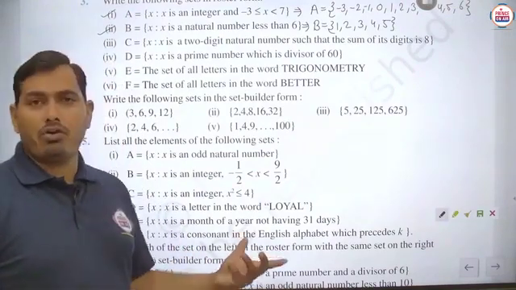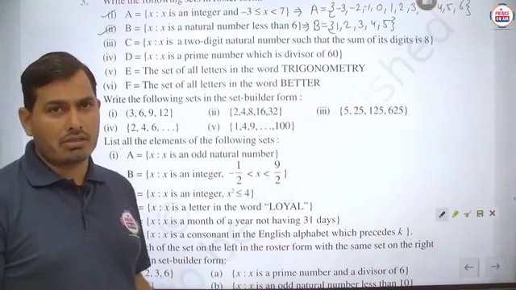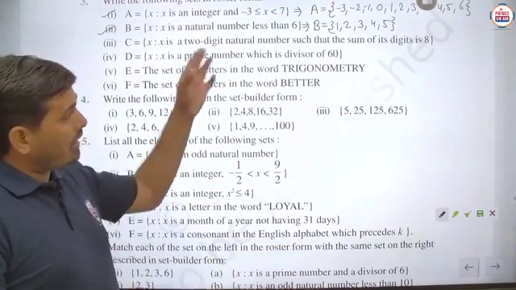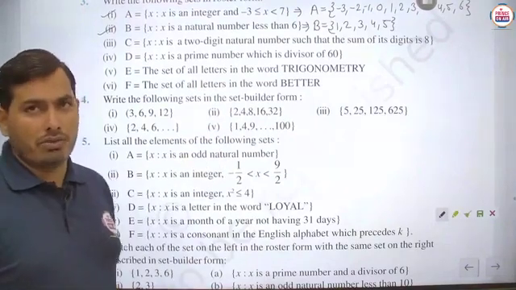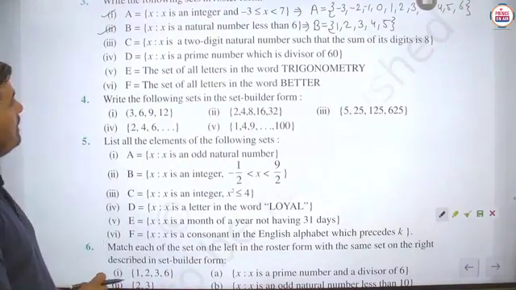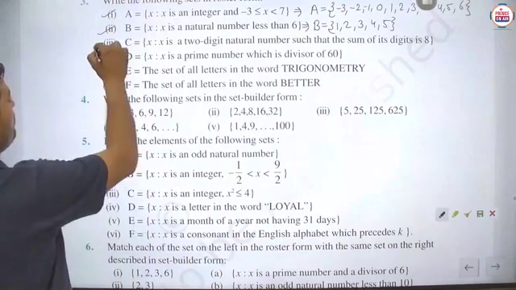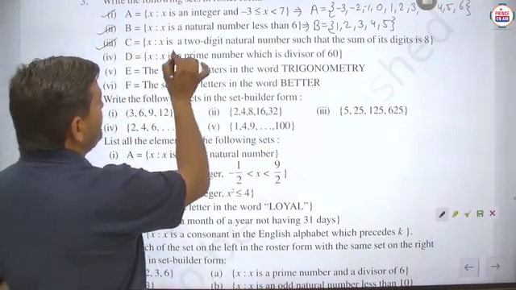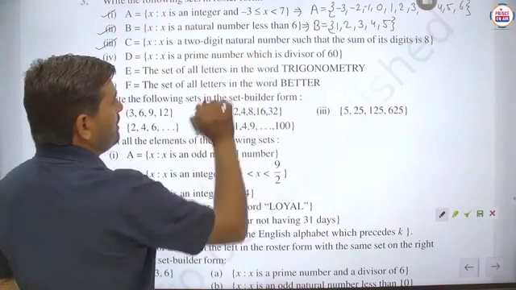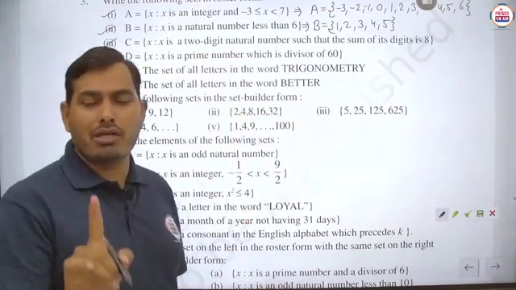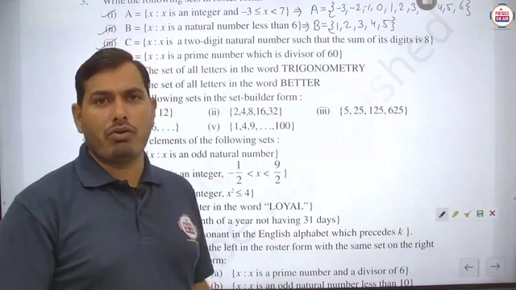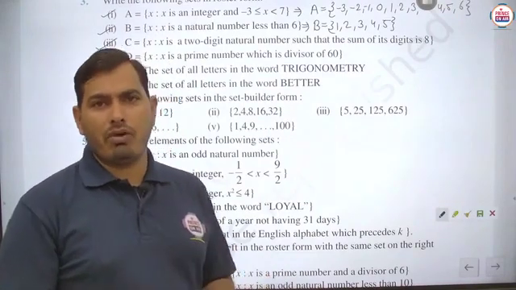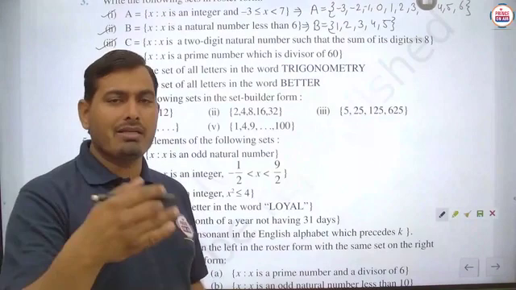So the various kinds of mathematical sets student, we have already discussed in the previous video. According to that we can provide the answer of this question. Is it to be clear? Next the third part we have to take here. C set says that x such that x is a 2-digit natural number. X is the 2-digit natural number. So each and every student knows very well the 2-digit natural number will start from 10 and end at 99.